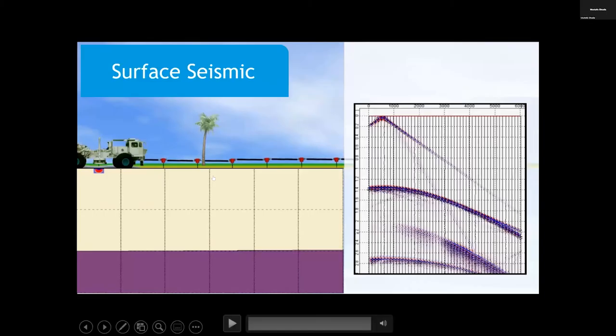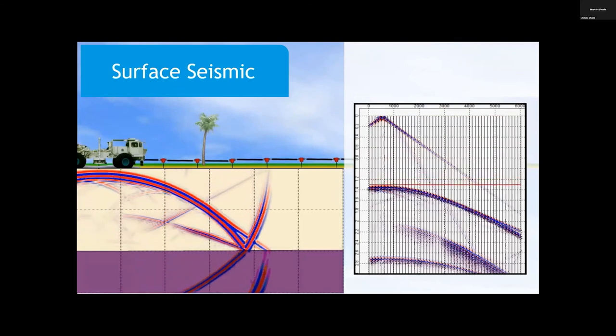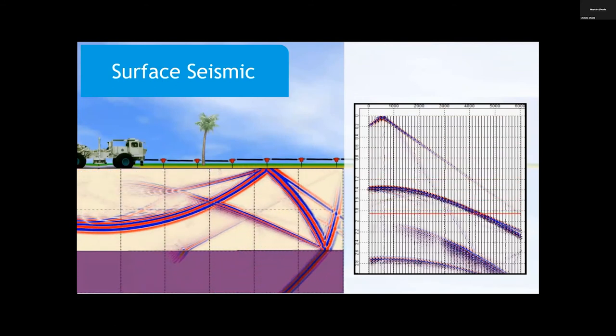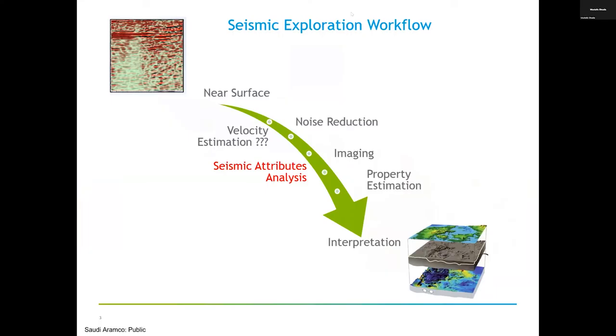As you know, seismic is the most commonly used method for oil and gas exploration. We send waves underneath and leave the geophones recording the reflected propagated waves to come up with what we call seismic data. We take the seismic data through a long process, and one of these processes is called seismic attribute analysis. Seismic attributes are measurable properties of seismic data. These properties could be amplitude, phase, frequency, polarity, etc.